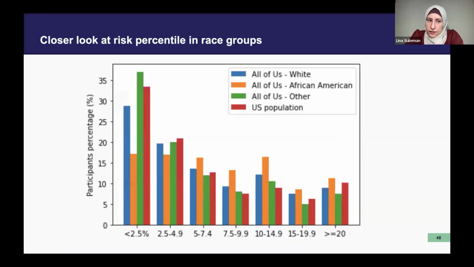When we stratify based on race and compare that to the US population, the majority are slightly similar, but the two categories where we see a difference between the US population and the others are again the 10 to 14.9 range and the lower range. One of the things that we noticed is that the participants who reported that they're Black, African American, have a slightly higher risk of cardiovascular disease.